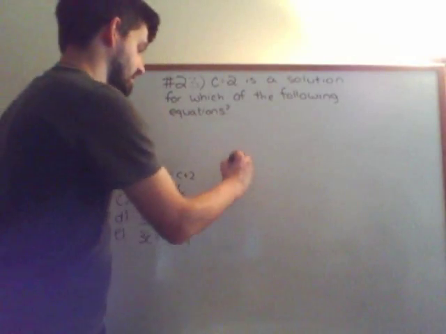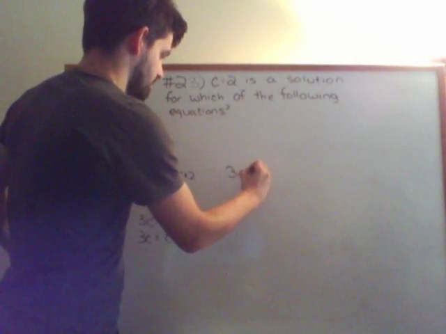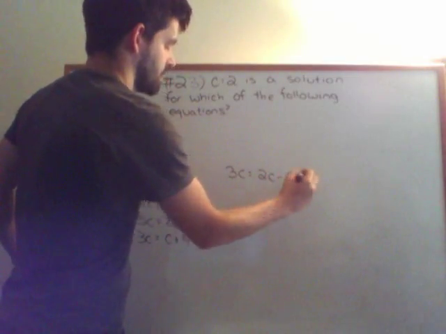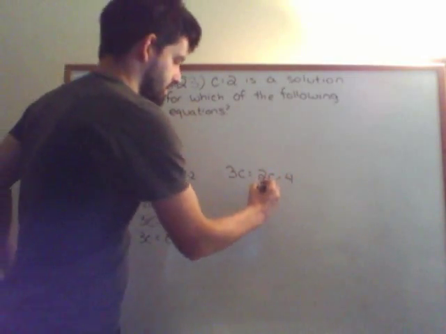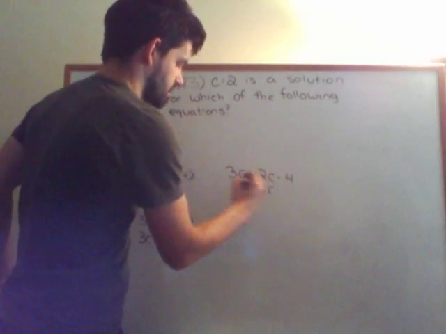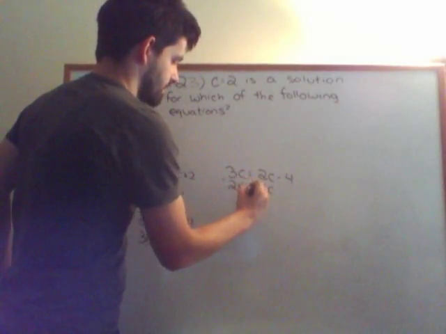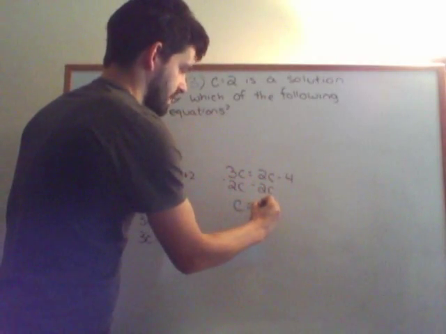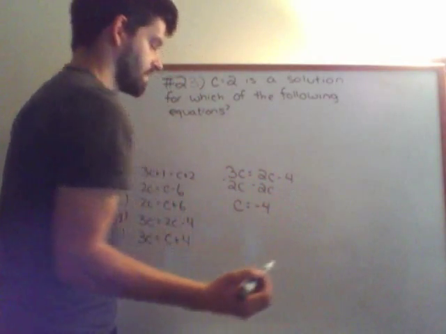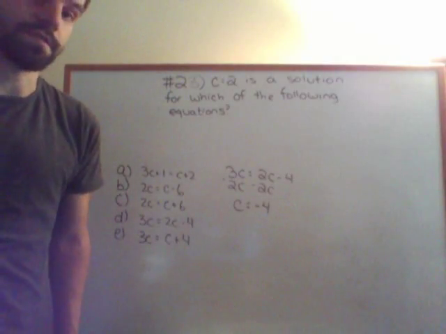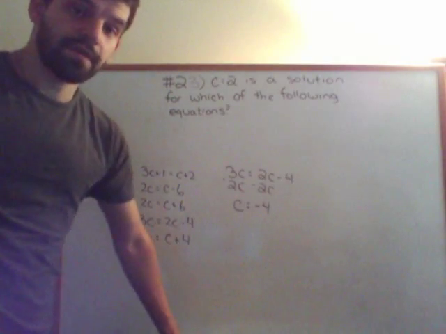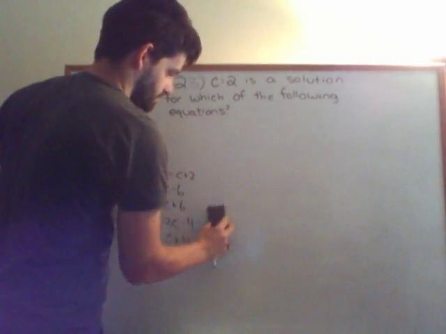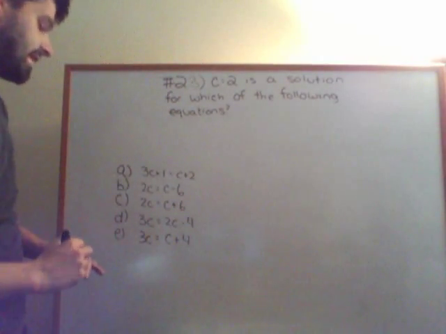Let's try choice D. 3c equals 2c minus 4. We're going to subtract 2c from both sides, and we're going to get that 3c minus 2c is c equals -4. So this one also doesn't work. So we're going to cross our fingers and hope that this last one works. But I am in high faith that it will.